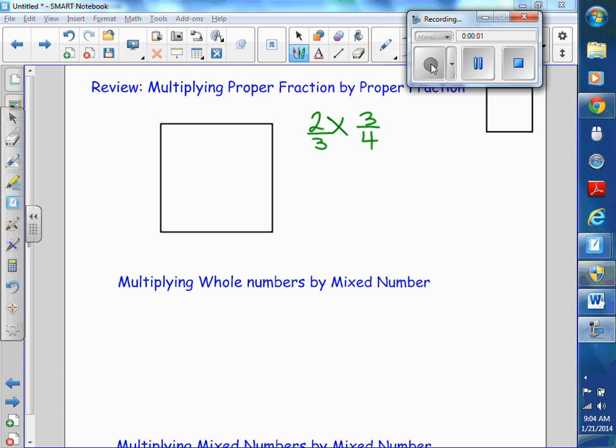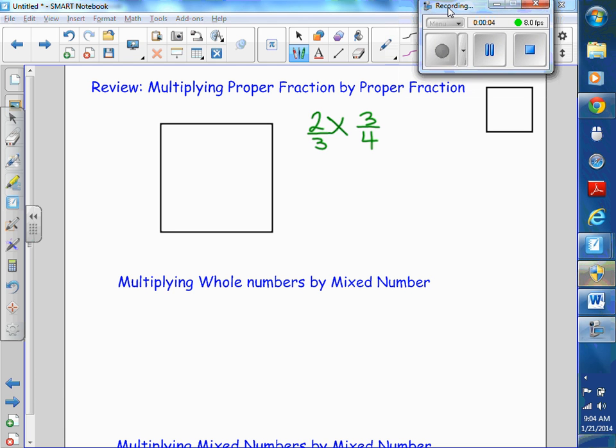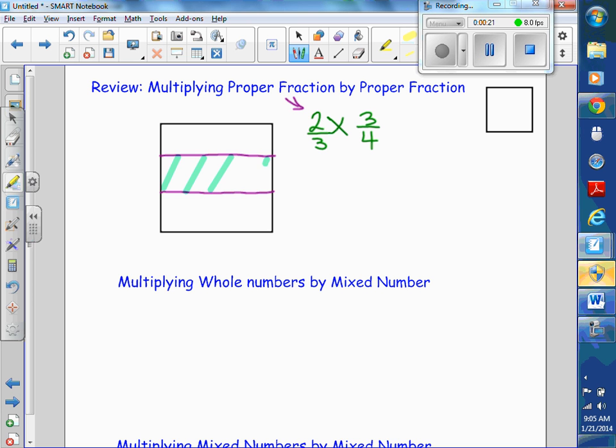To do a quick review on multiplying a proper fraction by a proper fraction. Last week, we took a problem like this one here and showed how you could use an area model. So I could divide my area model into thirds and shade 2/3 of it. And then Megan, what would I do? Yeah, I could divide 3/4 this way and shade how many of those columns? 3, right? So I'm only going to shade 3 of them.